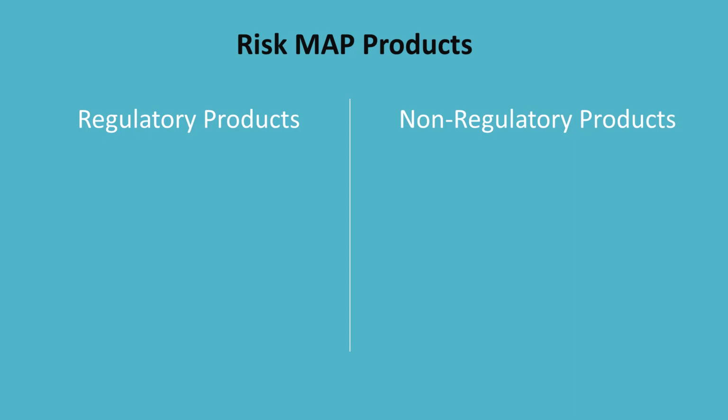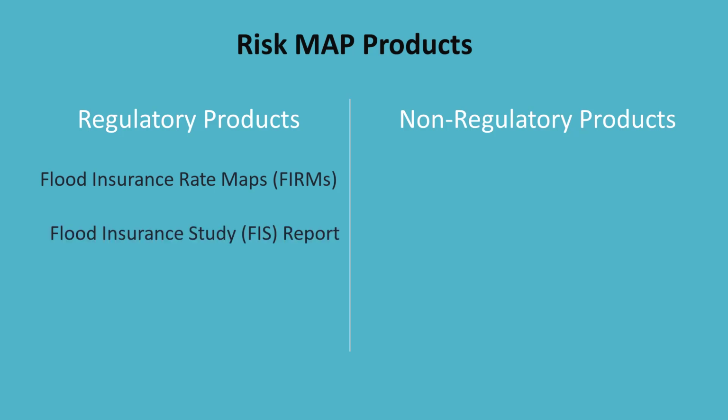There are two types of products developed through the Risk Map process: regulatory and non-regulatory products. Regulatory products are intended to be used as the basis for the official actions required by the National Flood Insurance Program. The first are the Flood Insurance Rate Maps, or FIRMs, which are the official community maps that show special flood hazard areas and the risk premium zones.